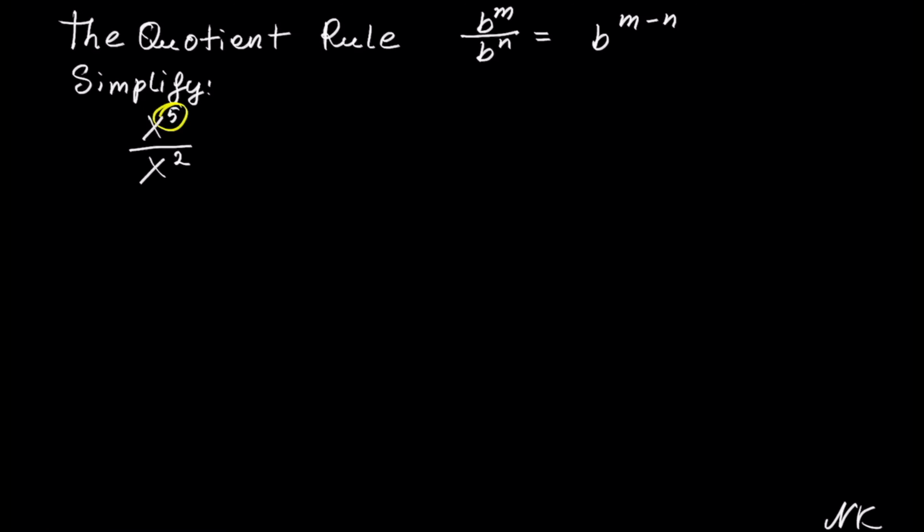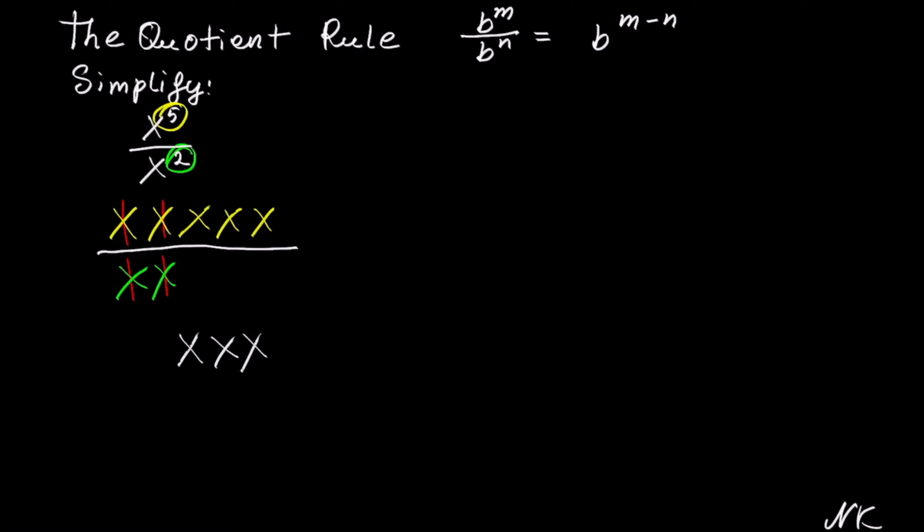This power of 5 means we have 5 factors of x, so 1, 2, 3, 4, 5. Out of x to the second means we have 2 factors of x in denominator. We can reduce this because x divided by x cancels into 1. Second x divided by second x cancels into 1. And we get 3 factors of x in numerator out of 1 in denominator, and this simplifies into x to the third.